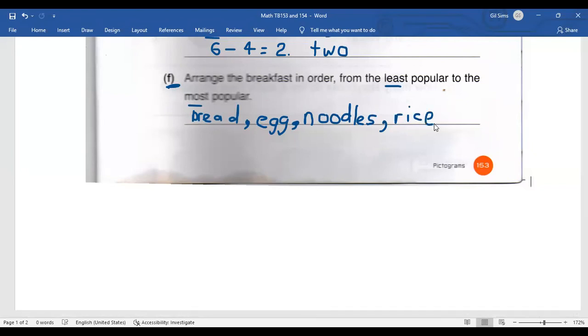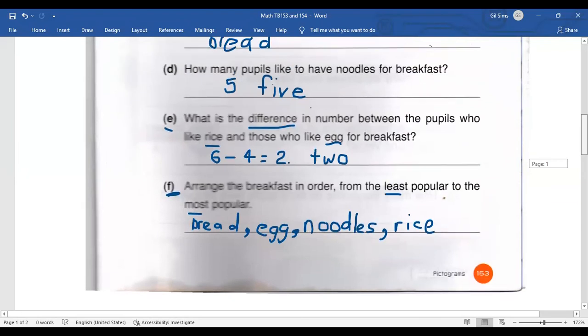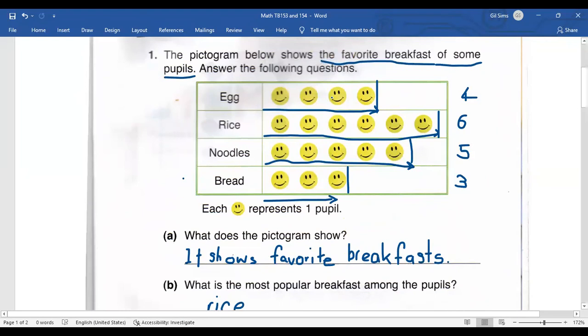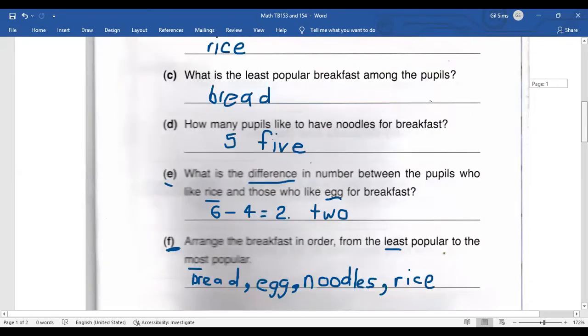So that's using our pictogram. First of all, we make our pictogram. Ask everybody in class which one's your favorite, and then every time someone gives us an answer, we put a smiley down, and then when we've finished our pictogram, we can work out all the favorite, the least favorite, and the order. Different things from our pictogram.